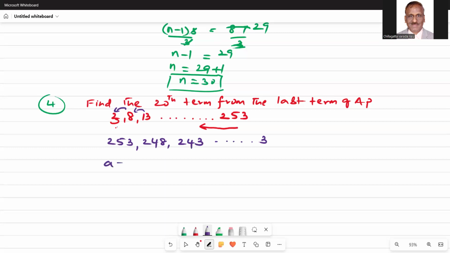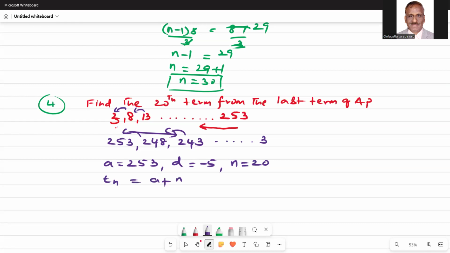So that means a is equal to 253 and d is equal to, now the terms are in descending order, so the common difference will be minus 5, no? 248 minus 253 is minus 5. 243 minus 248 is minus 5. Okay, sir. We want the 20th term, n is equal to 20. So Tn is equal to a plus n minus 1 into common difference. So what is your a here? 253 plus n, which is 20, minus 1 into common difference, which is minus 5. Are we correct, sir?